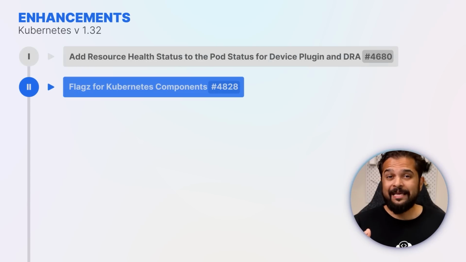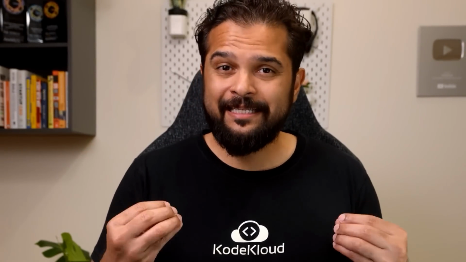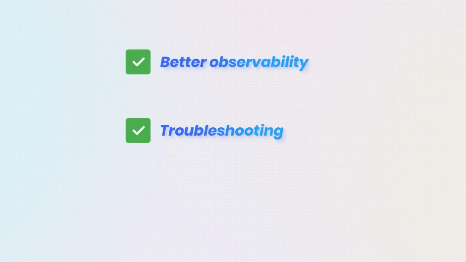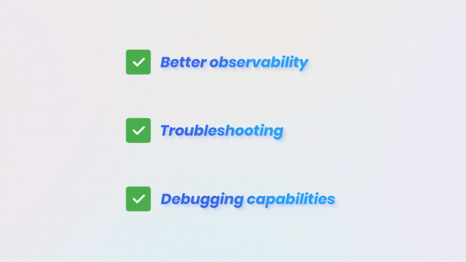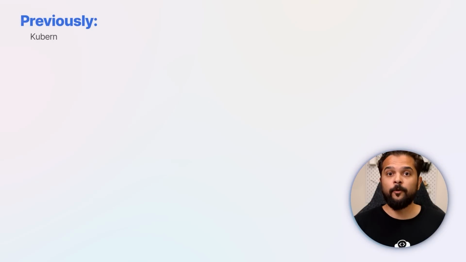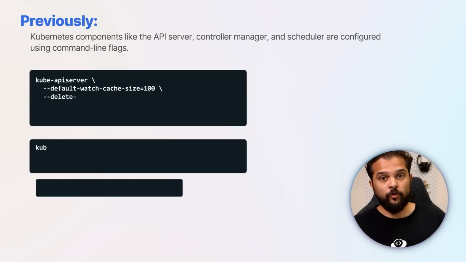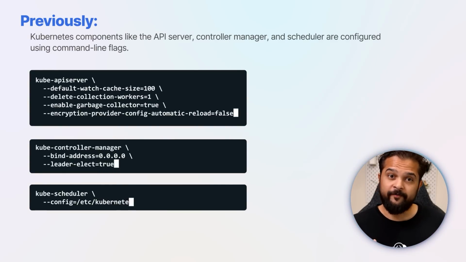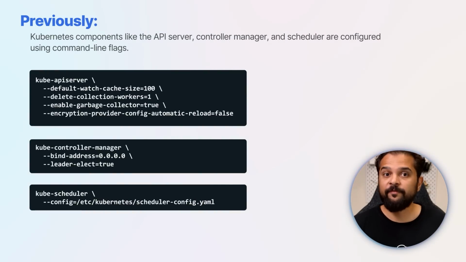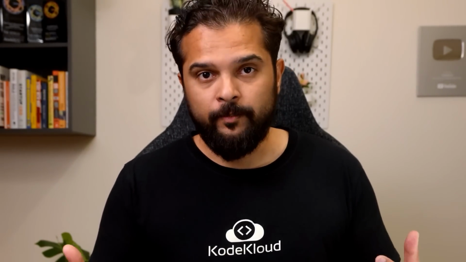Number 2, Flagz for Kubernetes components. Another super important feature added in this release focuses on facilitating better observability, troubleshooting, and debugging capabilities for Kubernetes components. Kubernetes components like the API server, controller manager, and scheduler are configured using command line flags. If these flags are misconfigured or set unexpectedly, it can cause performance issues or outages. Until now, there hasn't been an easy way to check the active flags of running components.